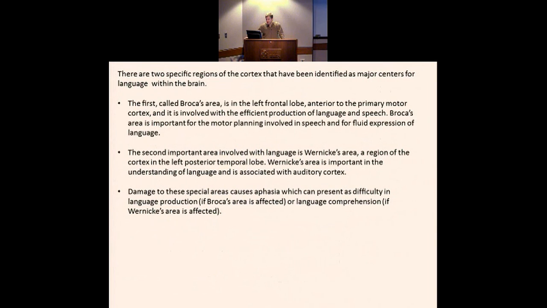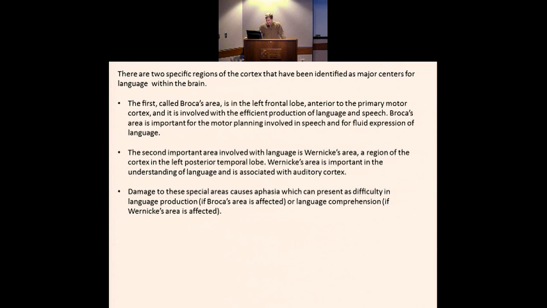Broca's area is in the left frontal lobe. It's anterior to the primary motor cortex, and it's involved with the efficient production of language and speech. Broca's area is important for the motor planning involved in speech and for fluid expression of language. If you have damage to Broca's area, you're going to get aphasia, which will present difficulty in language production. Say I get that part of my brain damaged, and you're talking to me, I'll know what you're saying, but I can't say anything back. If you've seen someone have expressive aphasia, they make sounds, but they can't make the words happen.